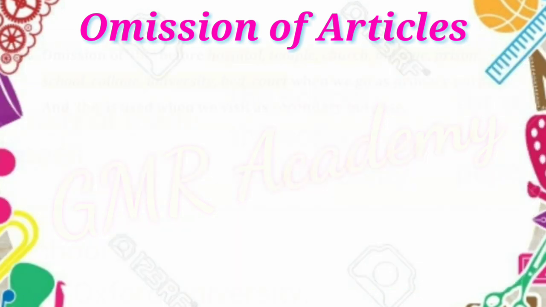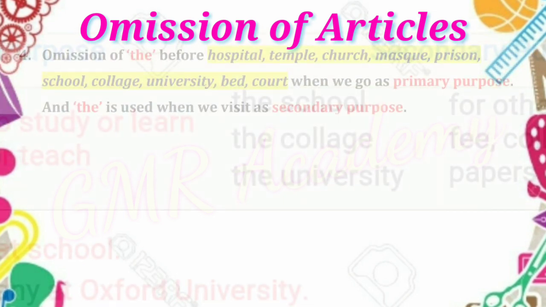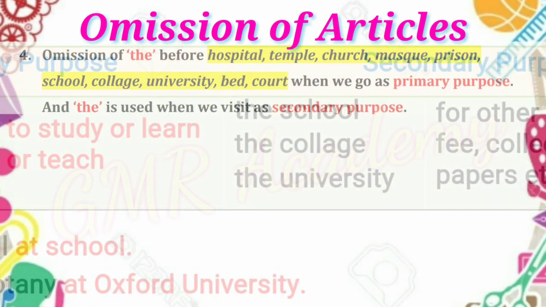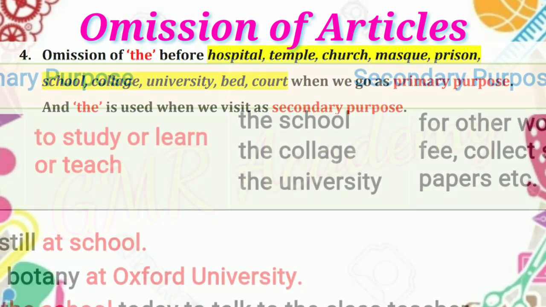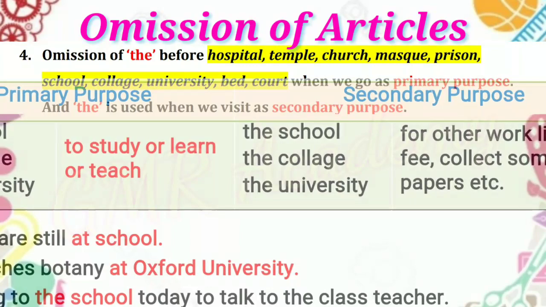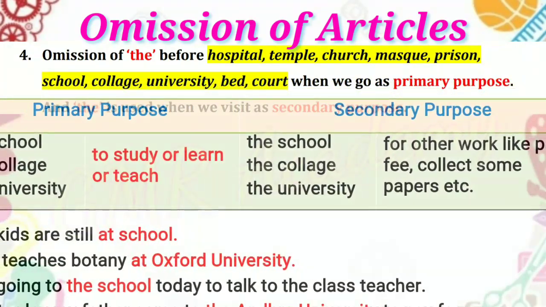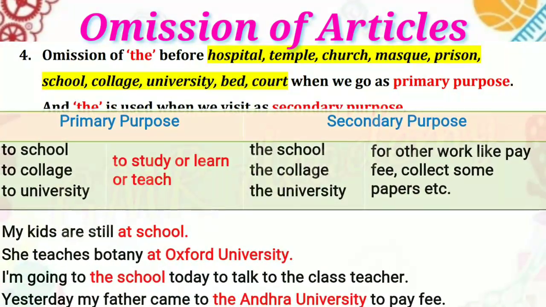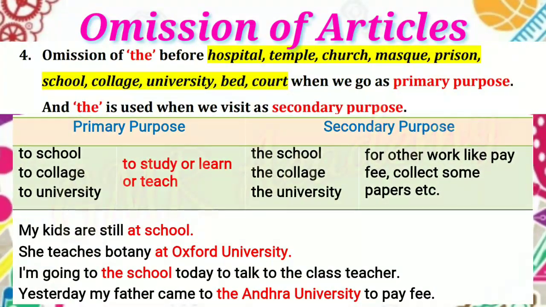The next one, school. What is the primary purpose of school or college or university? To teach or to learn or to study. So no article is used. What is the secondary purpose of school or college or university? The secondary purpose is to meet the teachers, or to pick up their children, or to pay school fees, or hostel fees, or university fees, etc.